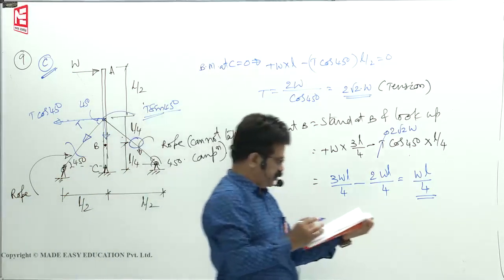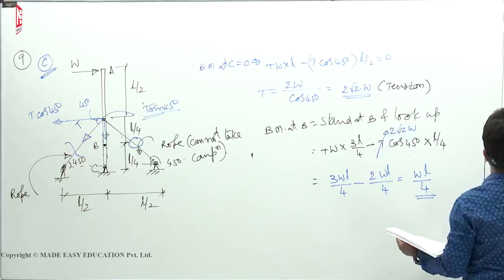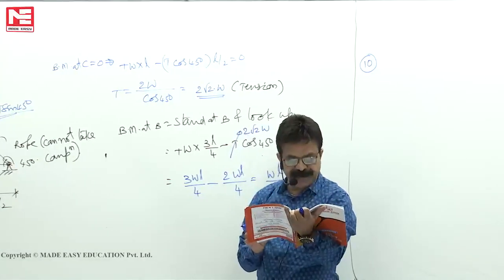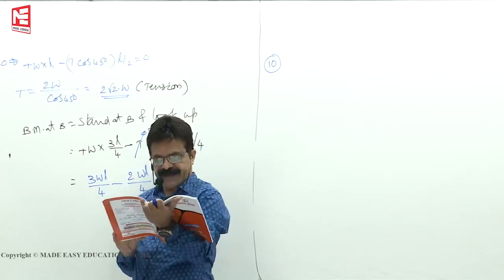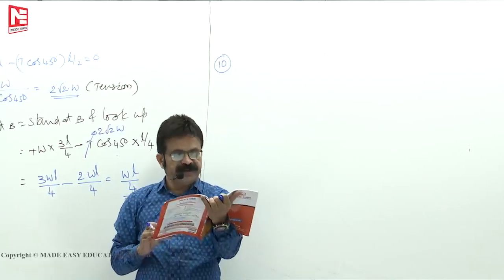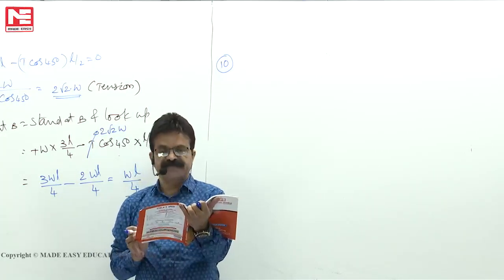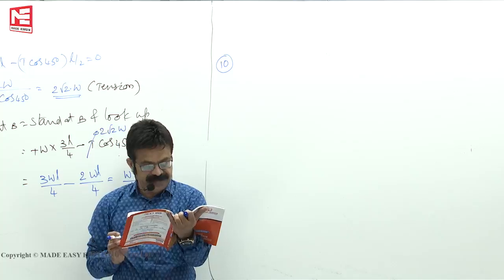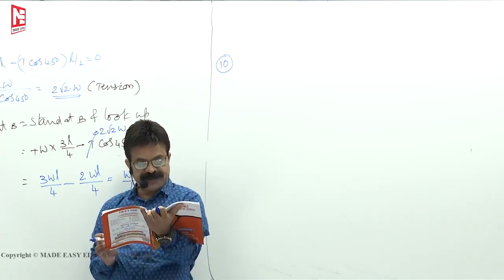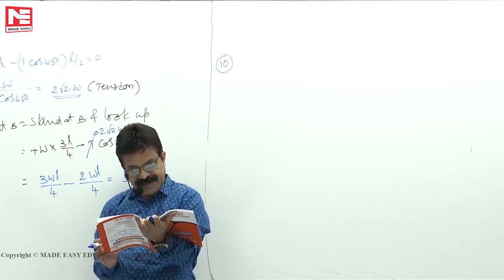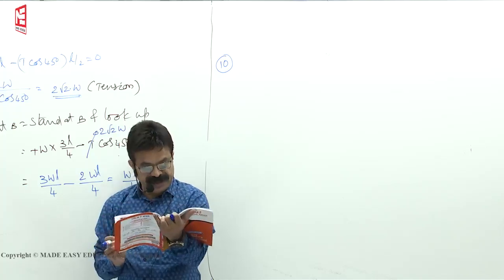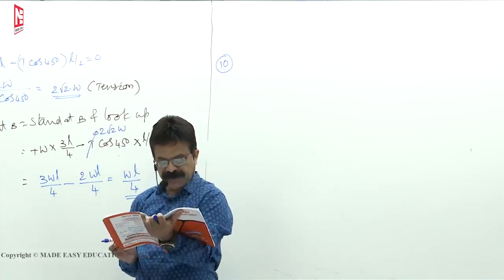That free body diagram only is important. 10th one. Maximum possible span for a cable supported at the ends at the same level, assuming it to be in a parabolic profile, allowing a central dip of 1 by 10th of span, that means L by 10, with permissible stress of 150 newtons per mm square. Then specific weight is also given, 78,000 newtons per meter cube, or in other words, nearly 78 kilonewton per meter cube.